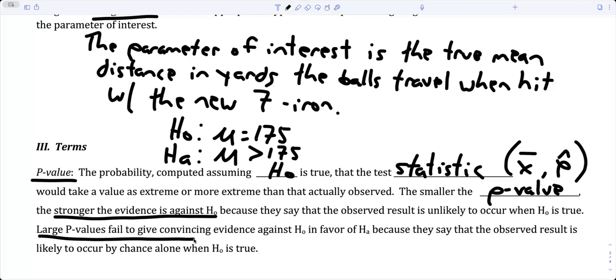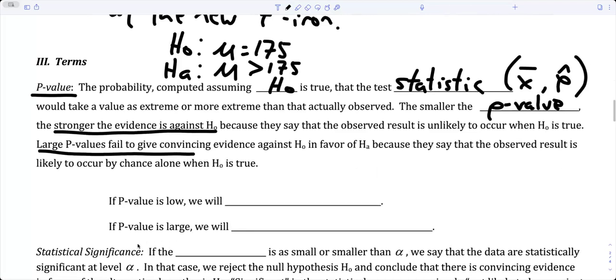Large p-values, on the other hand, fail to give convincing evidence against H naught in favor of the alternative, because they say that the observed result is likely to occur by chance when H naught is true. We always assume that H naught is true for these purposes. So if the p-value is low, we will reject the null hypothesis.